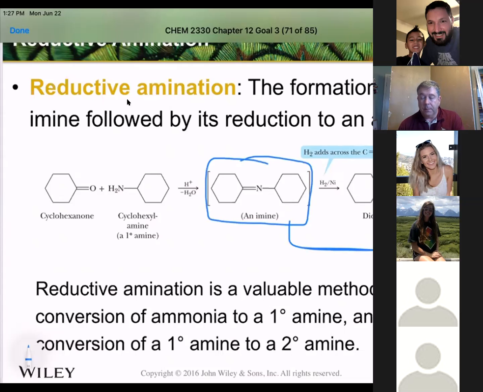Okay, so let's talk about another reaction we can do with aldehydes and ketones. Come on, share.